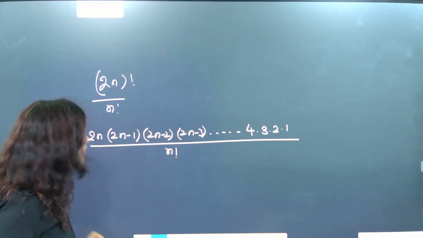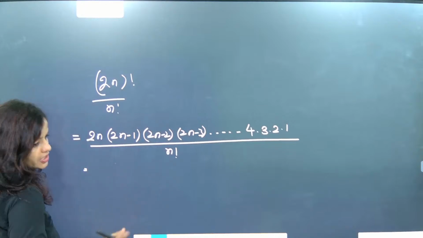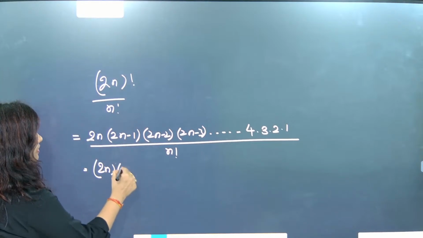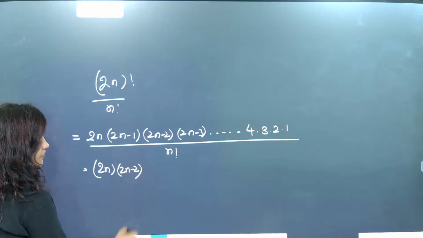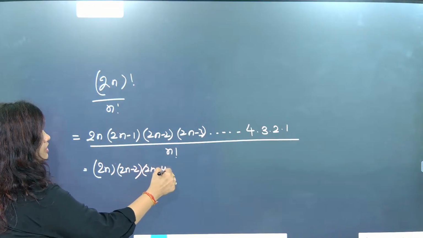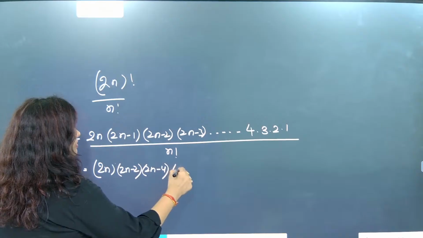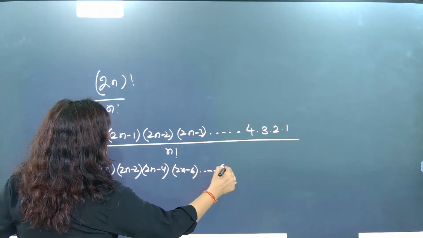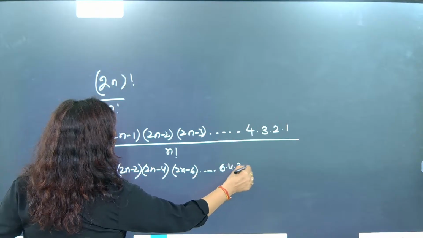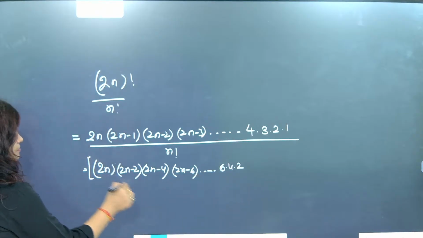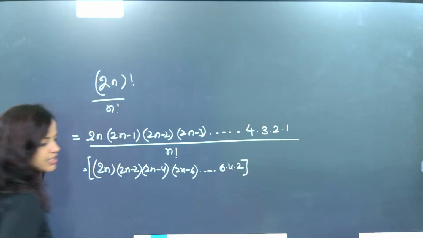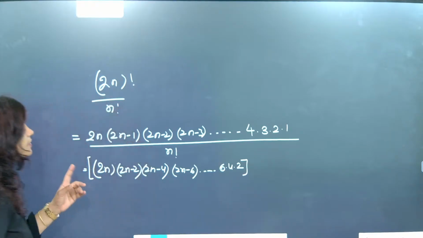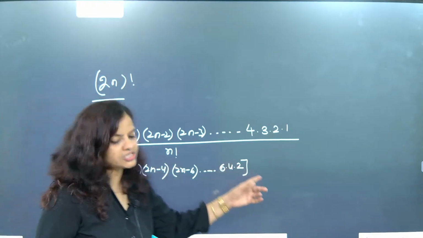Now after this, we are going to separate out even and odd. How are we going to separate them? 2n is an even number. Then 2n minus 2 is even, then 2n minus 4 is even, then 2n minus 6 is even, and like this, 6 into 4 into 2. These are all even numbers till the last, because everything is in multiplication. So it will come as 2n, 2n minus 2, 2n minus 4, and so on, 6, 4, 2.